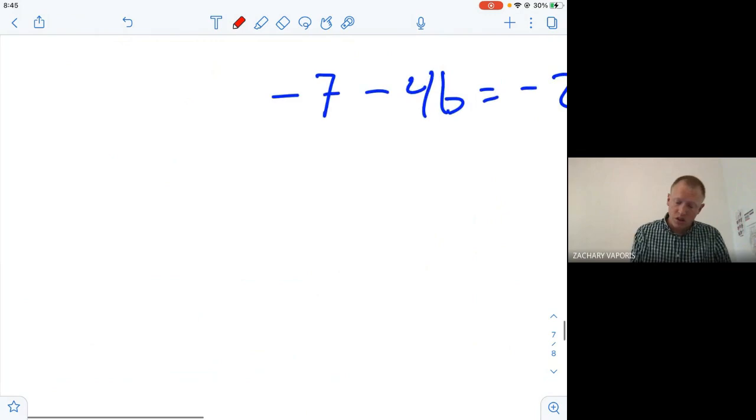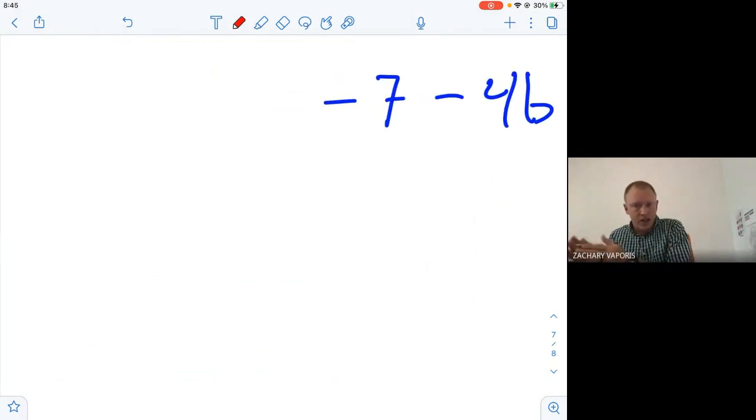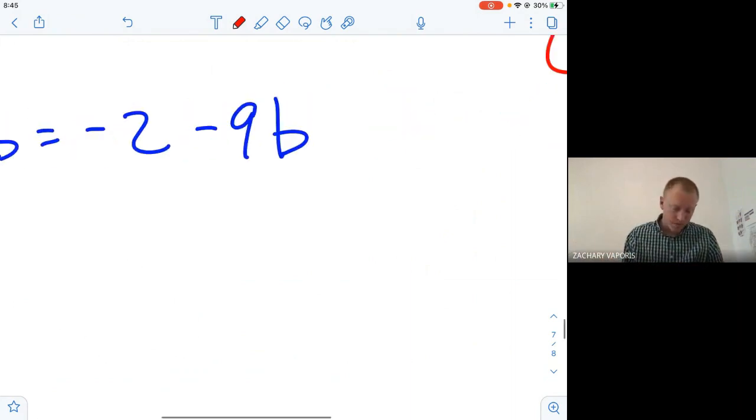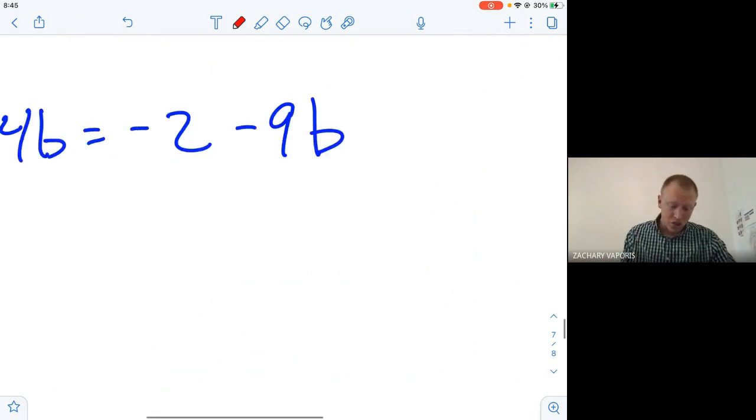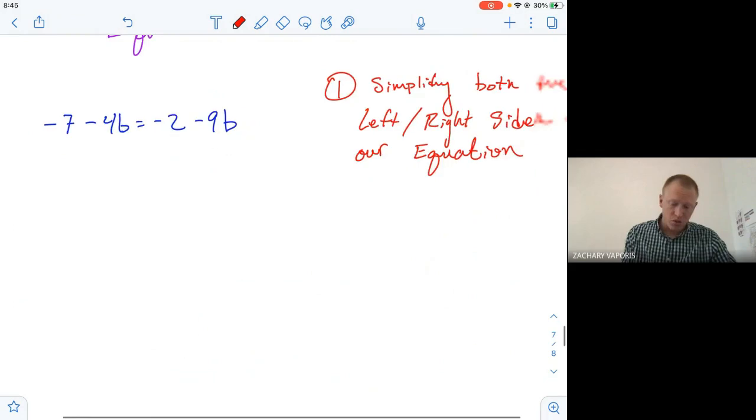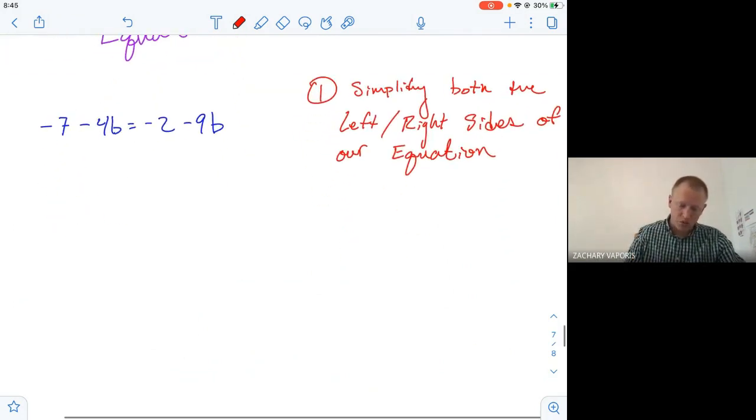What we do is we look at this question. So here's my question. -7 minus 4b, that's my left side. Can we simplify that left side? And hopefully the correct answer, you guys all know, is no. We can't combine like terms. We can't distribute. We can't do anything there. So then go to the right side. Can we simplify? Can we combine like terms? Can we distribute? Can we do anything like that? And the answer is no. So what we have done is we can skip over number 1. Hey, we have simplified both sides. We are good to go.